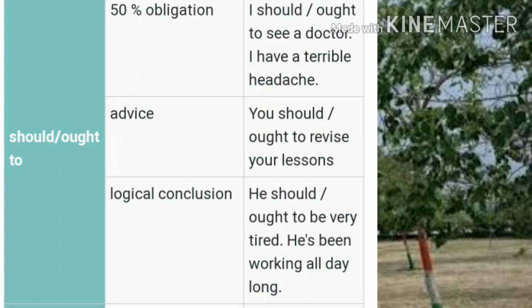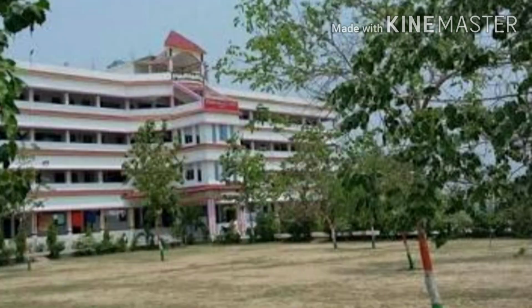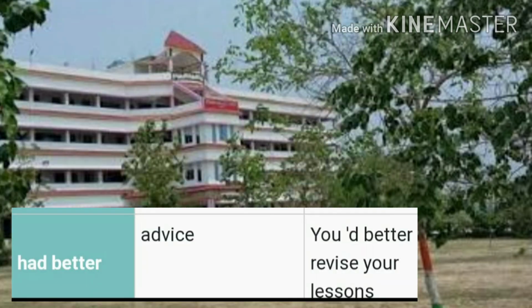Then logical conclusion, he should be very tired. He has been working all day. Or he ought to be very tired. He has been working all day long. Had better. It is used for advice. You had better revise your lessons. Okay, this is also used for advice.